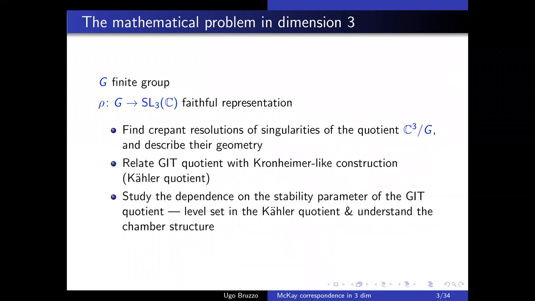There's been work a few years ago about these desingularizations. They turn out to be moduli spaces of some objects called G-constellations, and they are obtained by GIT. So there's a stability parameter around, which corresponds to the level sets in the Kähler quotient construction. And then one wants to understand the chamber structure for this stability parameter, what happens on the walls, etc. What I will do is to review some facts about this three-dimensional McKay correspondence.